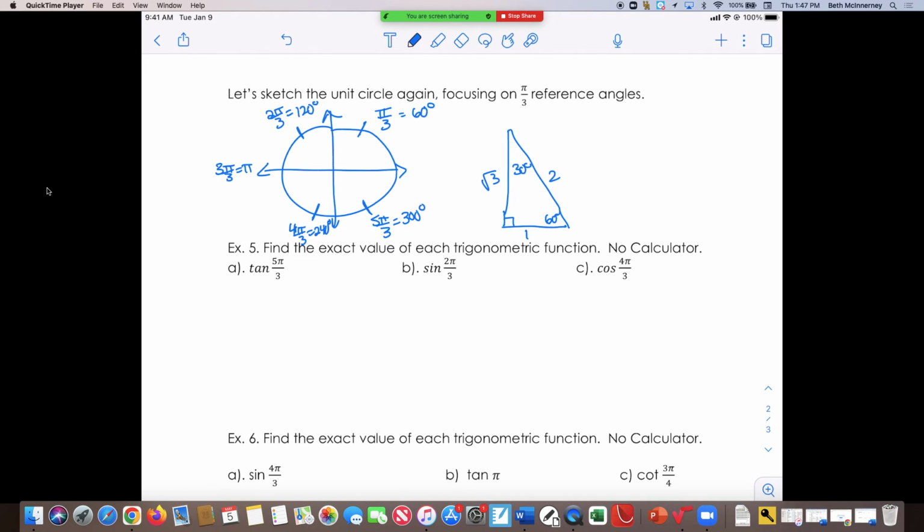So I'm going to do letter A and then give you a brief minute to try B and C ahead of me. So I have the tangent of 5 pi over 3. So that's 300 degrees, so I'm in the fourth quadrant. All Students Take Calculus. This is going to be negative. I'm coming from 60 degrees. That's radical 3 over 1, which is negative radical 3. All right, try B and C.